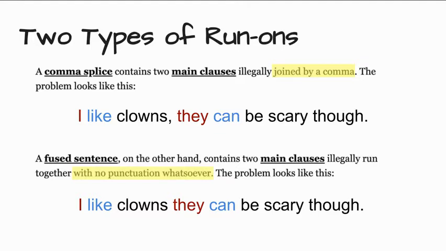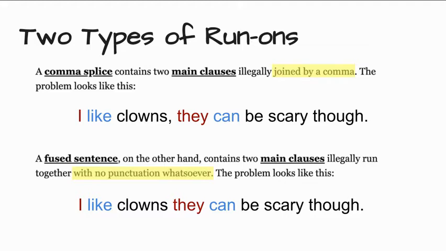A comma splice contains two main clauses illegally joined by a comma. So it looks kind of like this. I like clowns, they can be scary though. So read that sentence as it's written. No real pause. But if you read this sentence the way you would normally say it, it would sound more like this. I like clowns. They can be scary though. Notice that there is a full stop here, not a pause.